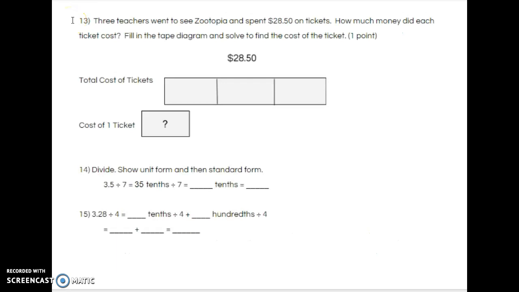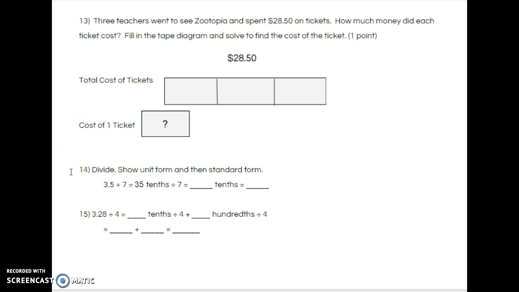Number 13. 3 teachers went to see Zootopia and spent $28.50 on tickets. How much money did each ticket cost? Fill in the tape diagram and solve to find the cost of the ticket. So you have total cost of tickets and then solve to find the cost of one ticket.